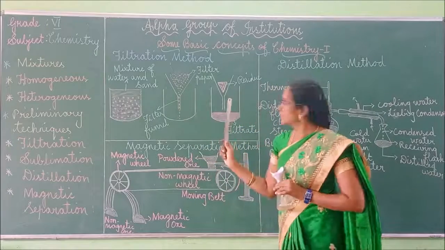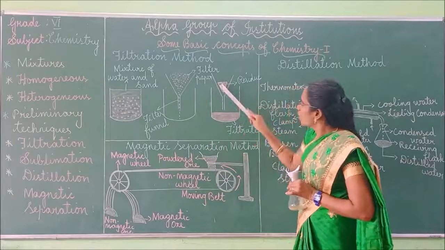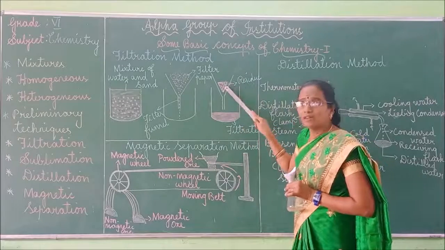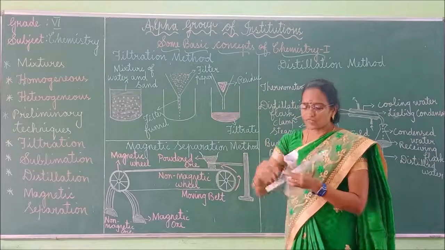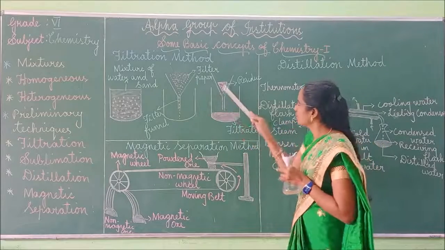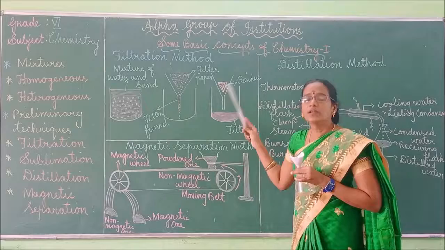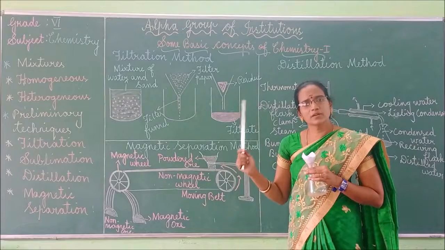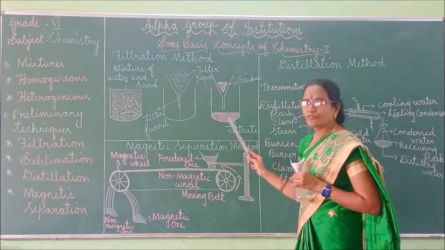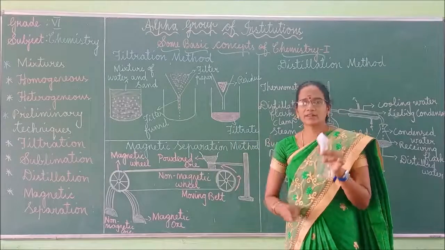And come to the third picture. Here, all the residue, that is waste materials, are settled at the filter paper. Residue means unwanted things, waste materials. And this is the filtrate. Understood, children?